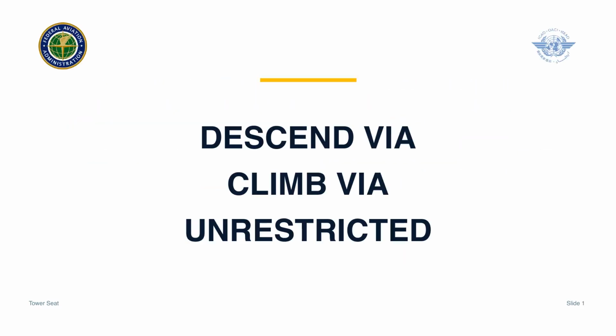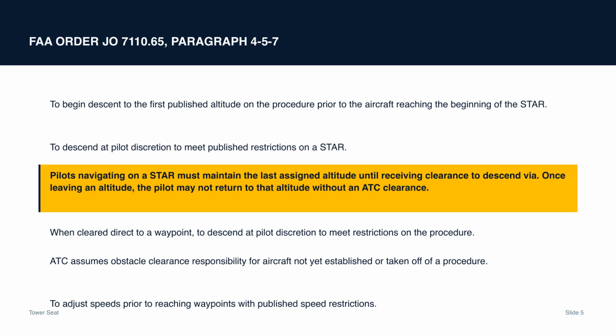Let's go to the rulebook and see why. The Controller Handbook, the 7110.65, paragraph 4-5-7, says a descend via clearance authorizes three things at once: comply with the lateral path of the arrival, meet every published altitude restriction on the way down at pilot's discretion, and meet every published speed restriction. The pilot picks the when and the how.